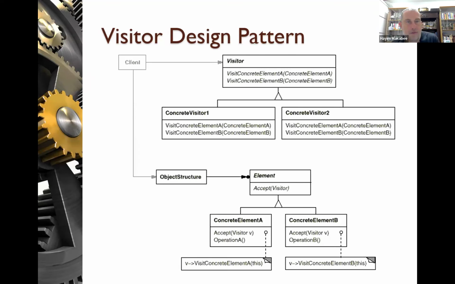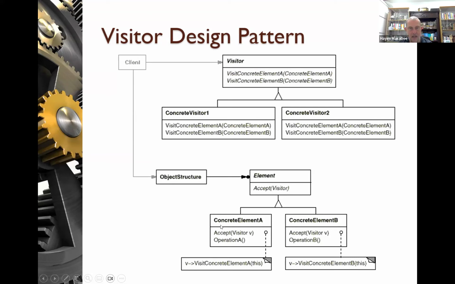Now let's talk about the visitor design pattern. It looks frightening. There is a visitor that has an interface. The visitor knows how to visit the elements. He knows how to visit element A and element B, and he receives as a parameter the concrete element A and the concrete element B. Then there are concrete visitors that implement these methods.